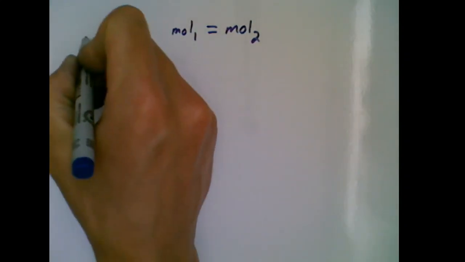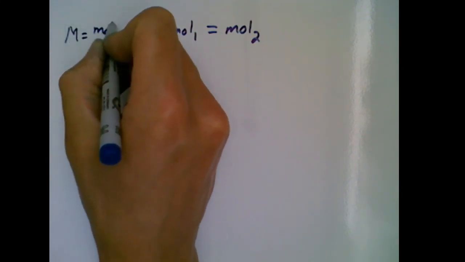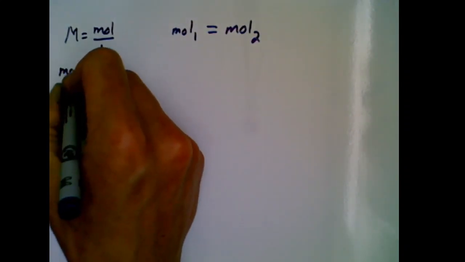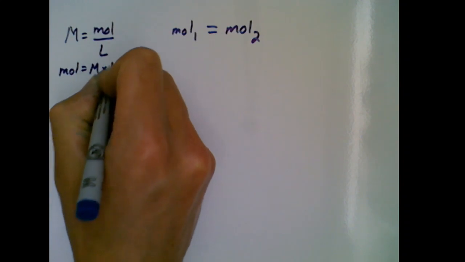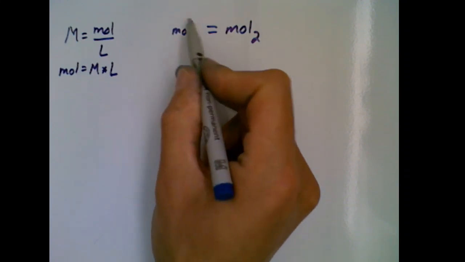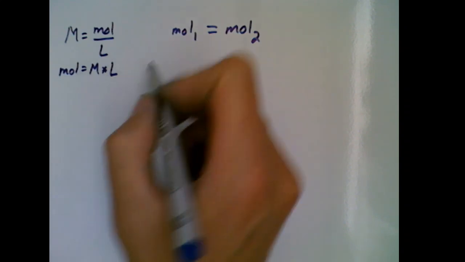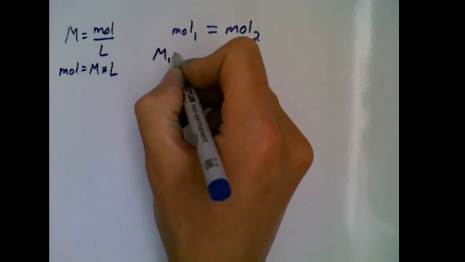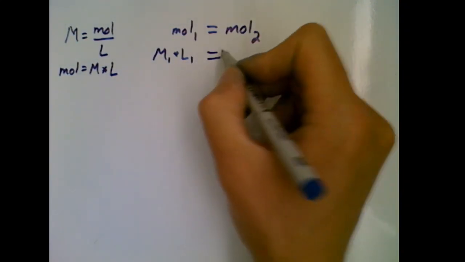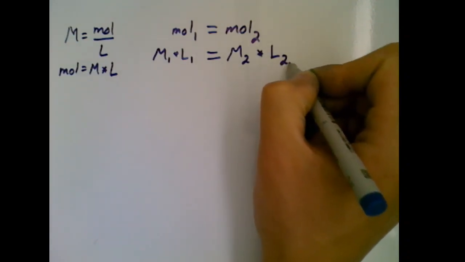What we can then do is use the idea of molarity. Since molarity is the moles per liter, we can rearrange this equation to say that the moles are the molarity times the liters. Now, instead of writing moles right here, what I can actually do is just substitute in molarity times liters. So the molarity at the beginning multiplied by the liters at the beginning should be equal to the molarity at the end multiplied by the liters at the end.